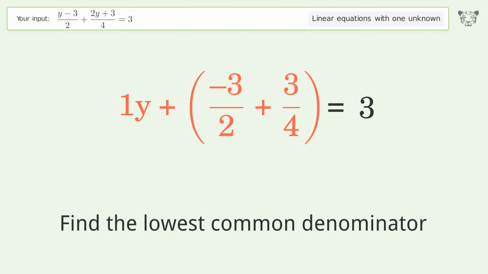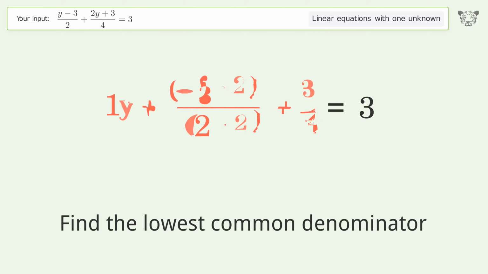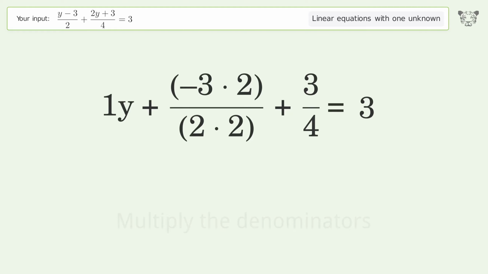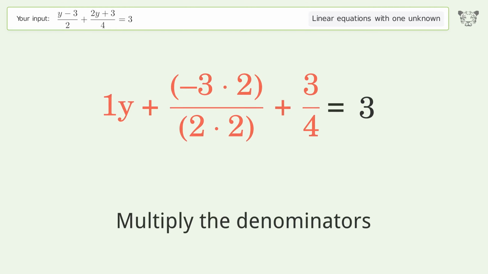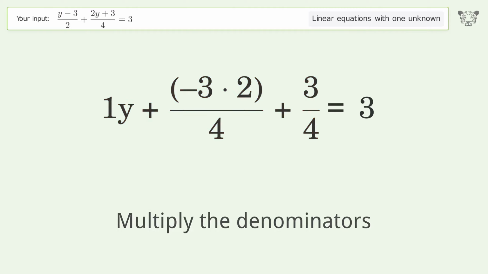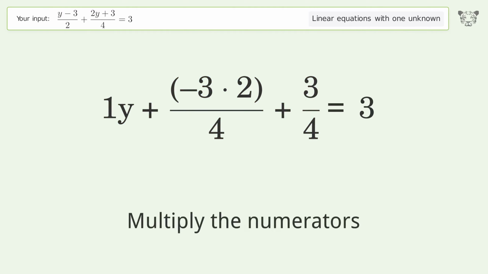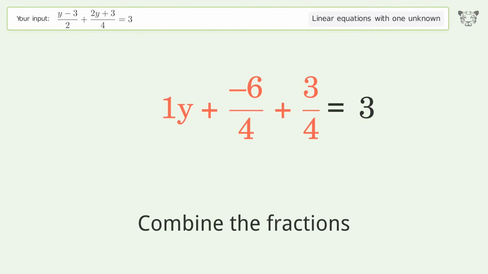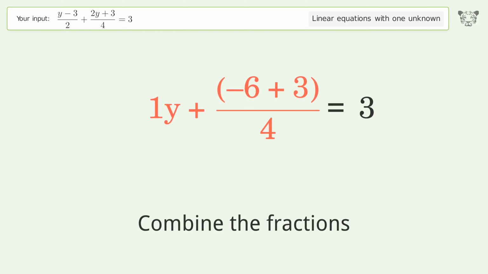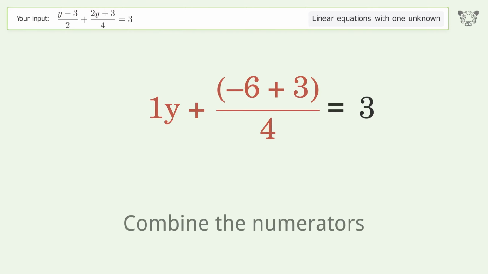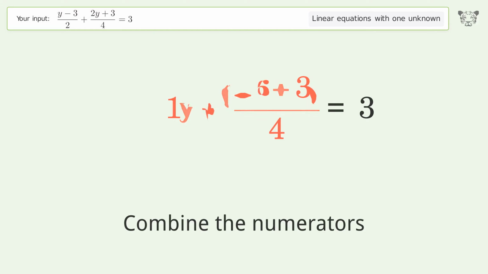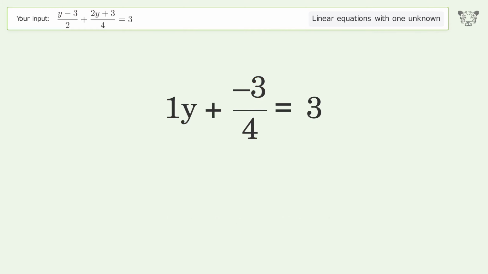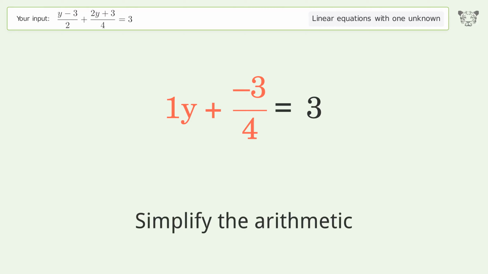Find the lowest common denominator. Multiply the denominators. Multiply the numerators. Combine the fractions. Combine the numerators. Simplify the arithmetic.